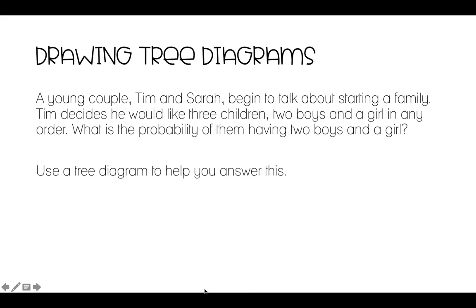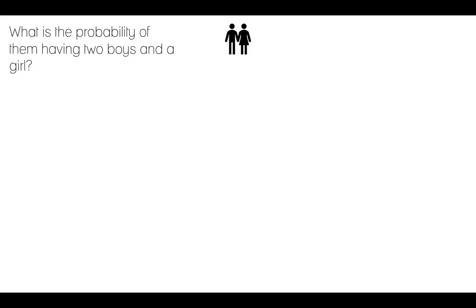So let's look at drawing tree diagrams and how we go about drawing them. You could do what I'm going to do, which is have little symbols, or you also could use letters. So a young couple, Tim and Sarah, begin to talk about starting a family. Tim decides he would like 3 children, 2 boys and a girl in any order. What is the probability of them having 2 boys and a girl? We're going to use a tree diagram to help us answer this. I'm using symbols. I'm going to use a blue and a pink baby, but you could also just write B or G, for boy or girl.